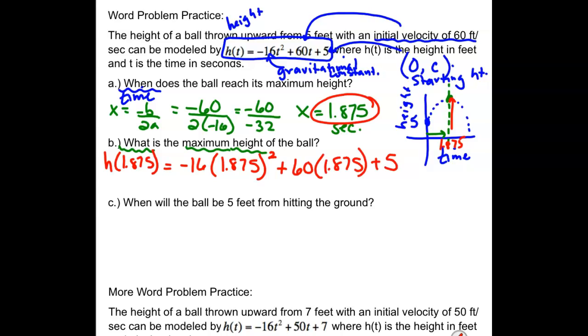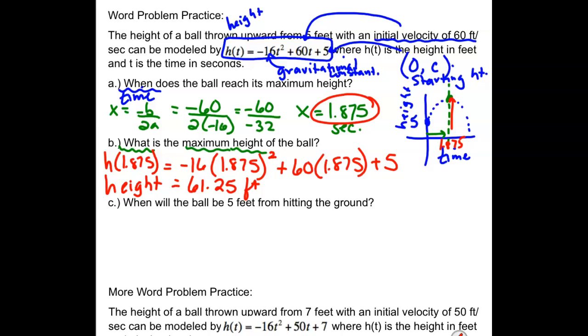All right, so you can pause the video, go ahead and grab a calculator. You can type it in just the way we have it, negative 16 and then parentheses 1.875 to the second power, plus 60 times 1.875 plus 5. When you have your answer, go ahead and turn the video back on. All right, so your maximum height should have been 61.25 feet.